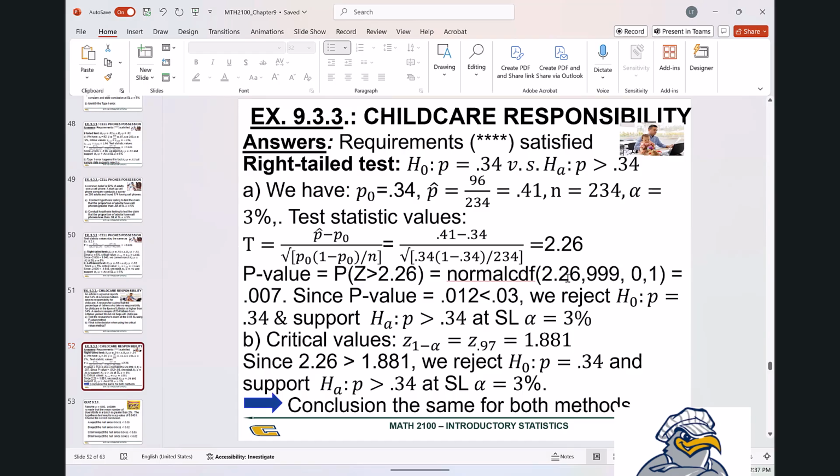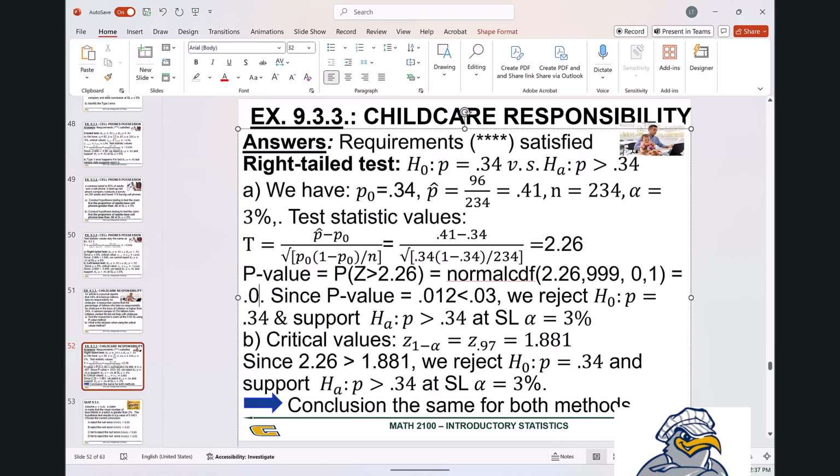So basically, it's just a normal CDF from 2.26 to a big number, say 10. And if you plug in, you get 0.012. I think it's a typo here. And since the p-value 0.012 is less than 0.03, in this case you reject the H naught and support the HA. So basically, you can support the researcher's claim at the 3% level.